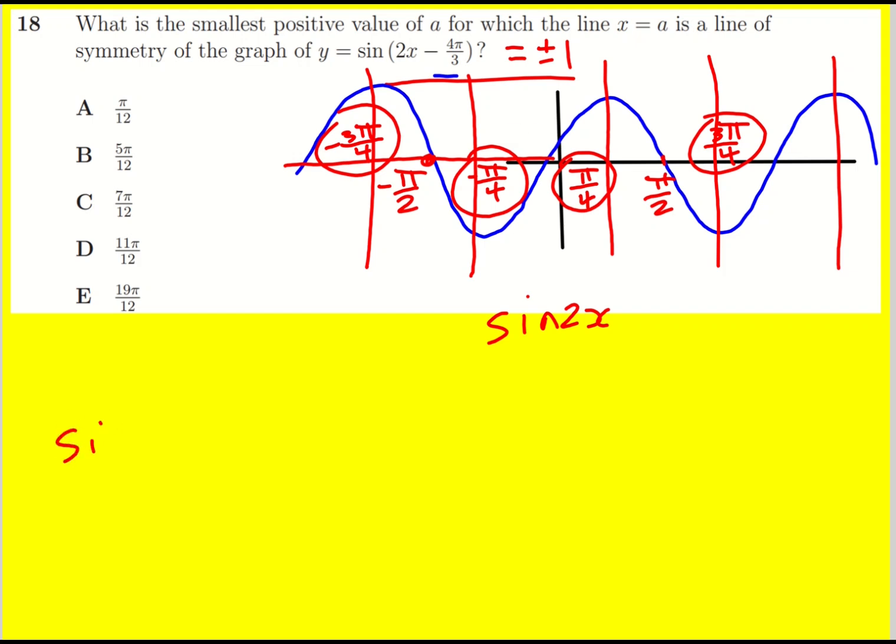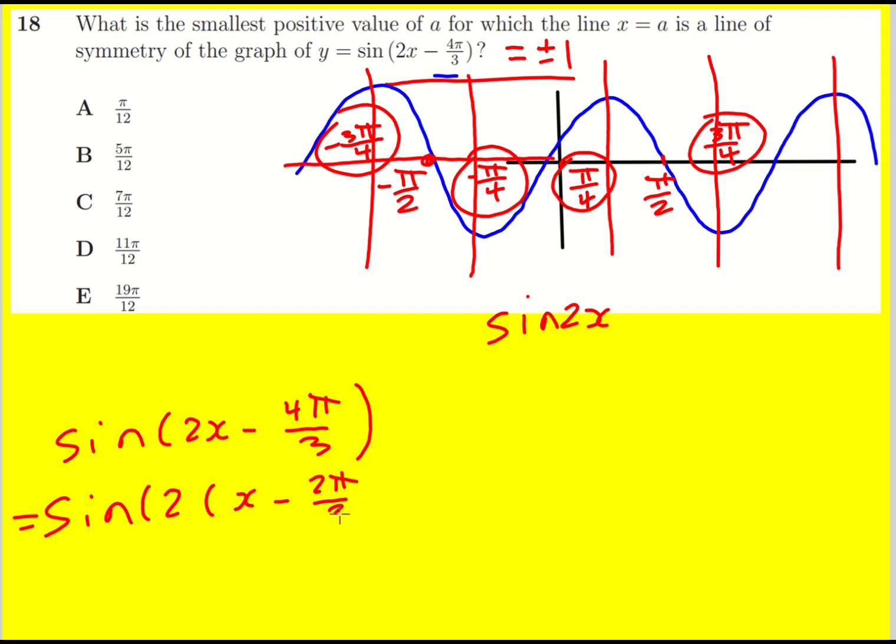So let's look at sine of 2x minus 4 pi over 3. Now this is in fact not a translation by 4 pi over 3 of sine 2x. Be really careful, because when you apply the transformation, you replace x by something. If I took sine 2x and wanted to do a translation by 4 pi over 3, I would replace x by x minus 4 pi over 3. So you can see when I multiply through by 2, I wouldn't get the same thing. So what we have to do instead is factorize out the 2, and it'll be x minus 2 pi over 3.